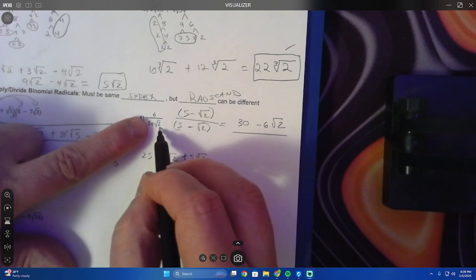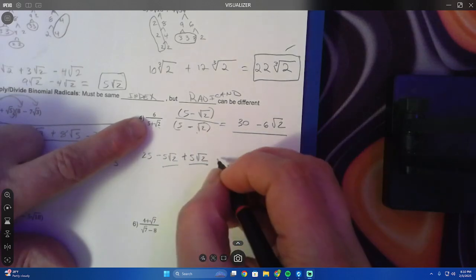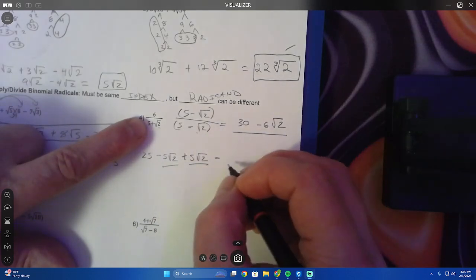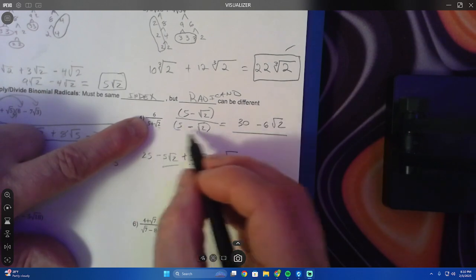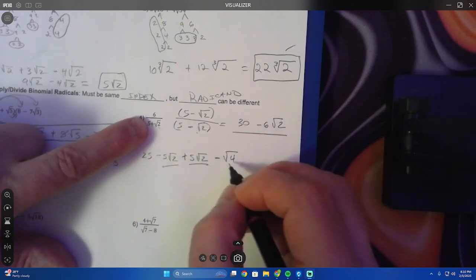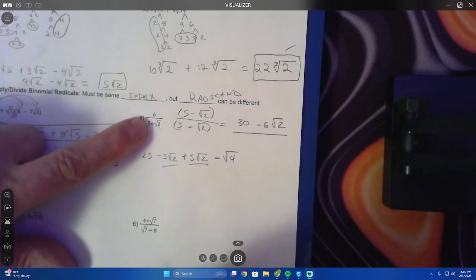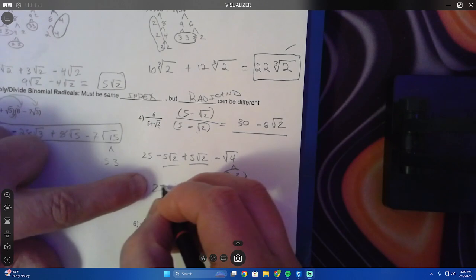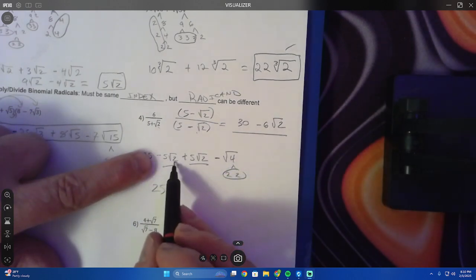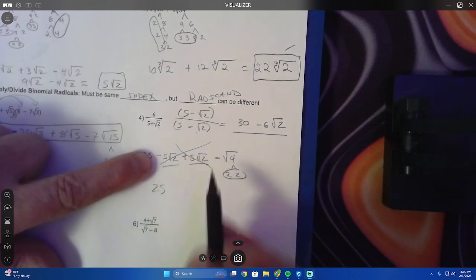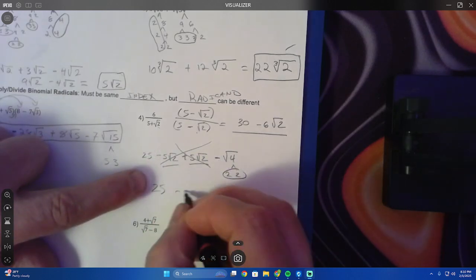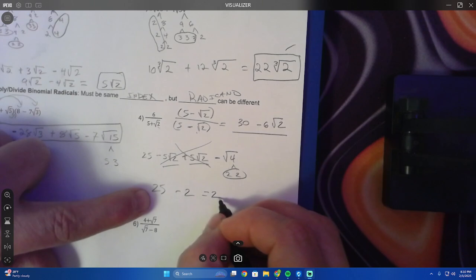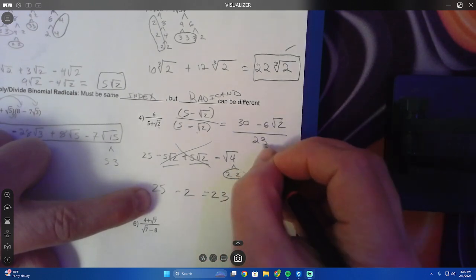I have one last multiplication part of this FOIL though. Square root of 2 times negative square root of 2 is going to be negative out in front. Now when I'm multiplying those numbers, those get multiplied together. And then can I take the square root of 4? Yes, it's 2 and 2. So I can rewrite this as 25. Now negative 5 root 2 plus 5 root 2, those cancel out. Minus 2. 25 minus 2 is 23. So I put that 23 here.